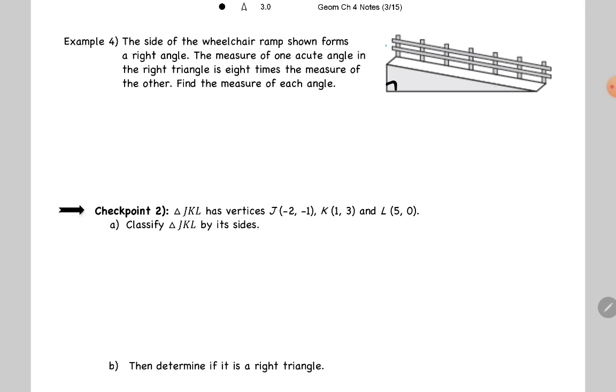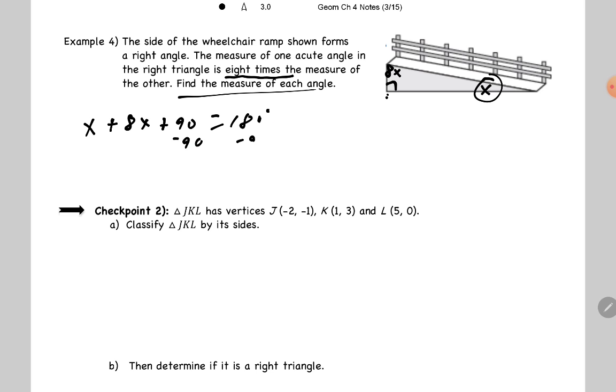So let's call this x, and let's call this 8x, because this is 8 times the measure of the other angle. If this angle is x, and we have 90 degrees here, then the other one has to be 8x. To find the measure of each angle, we need a formula. We know that all the angles in a triangle add up to 180. So x plus 8x plus 90 is 180.